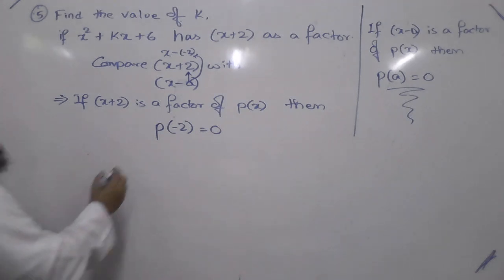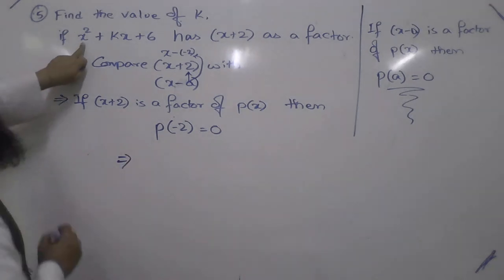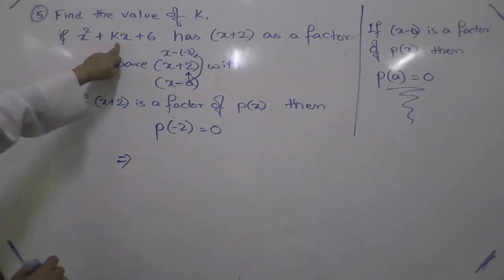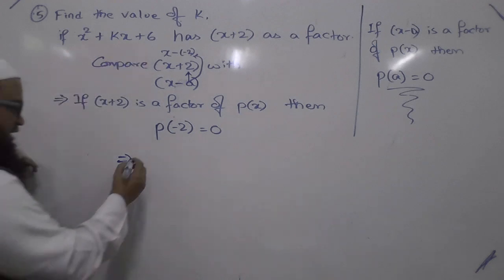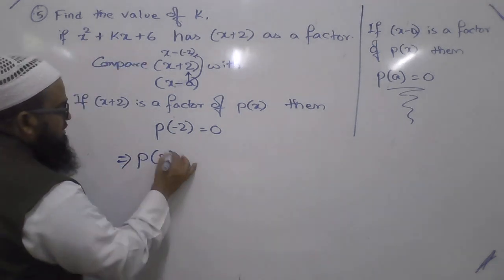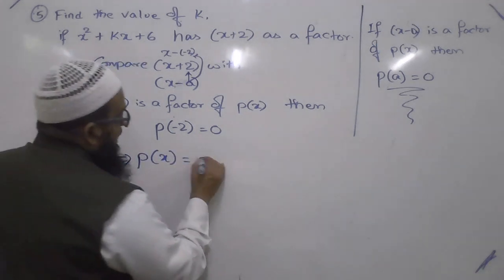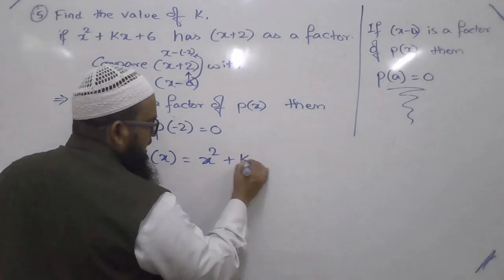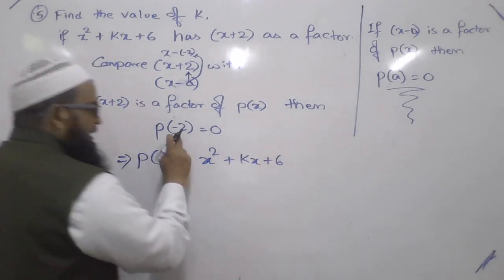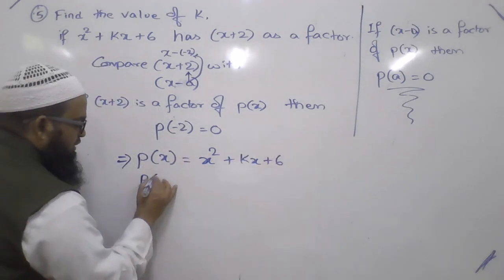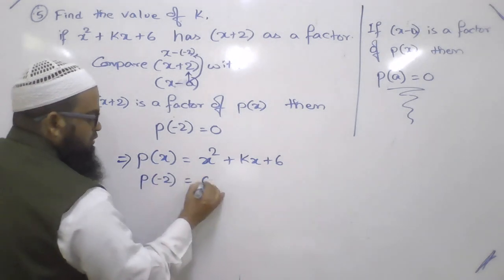So let us do, what is p of x? P of x is x square plus kx plus 2. So let me write for your easier understanding. P of x is equal to x square plus kx plus 6. Now p of minus 2 is equal to 0.